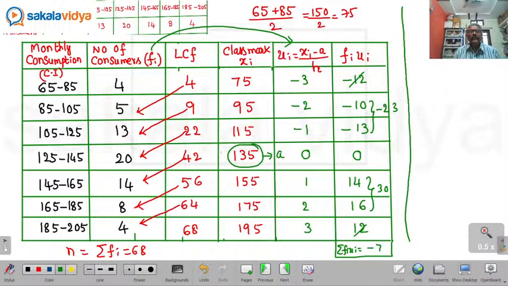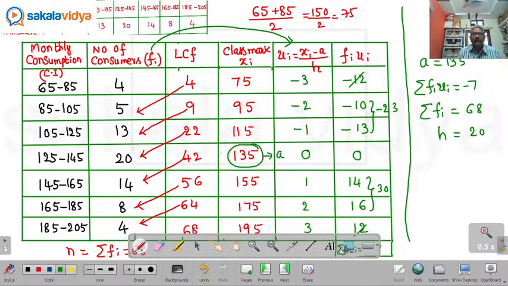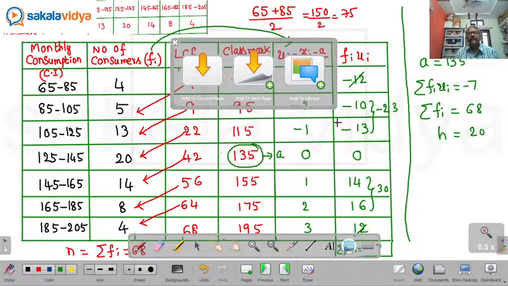You remember one thing. A equals 135. Sigma Fi ui is equal to minus 7. Total frequency sigma Fi is equal to 68. Obviously h will be this, actually 85 minus 65 is 20. These four values are enough to find out the mean. Let us take only these values. These values are enough for us.